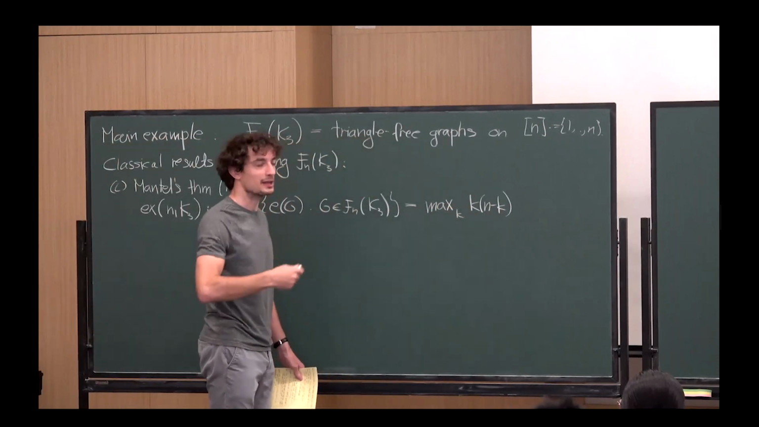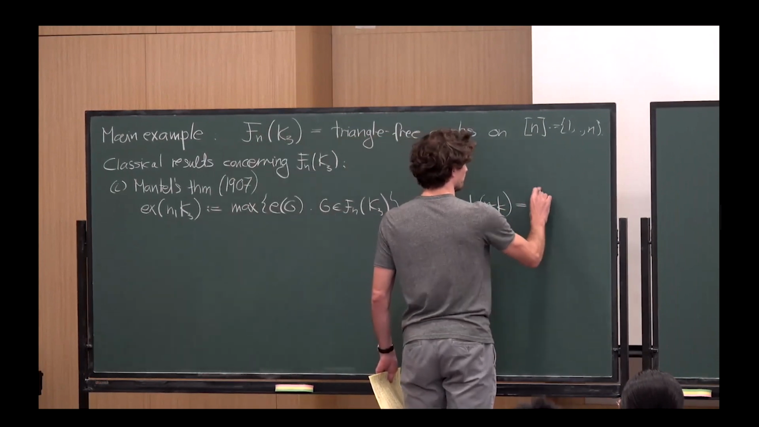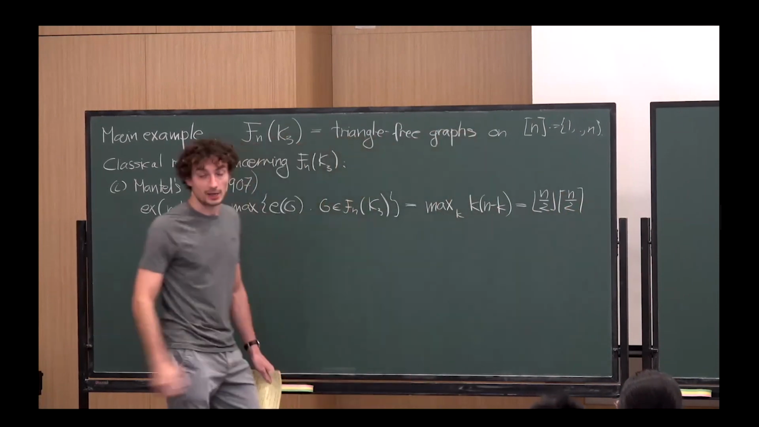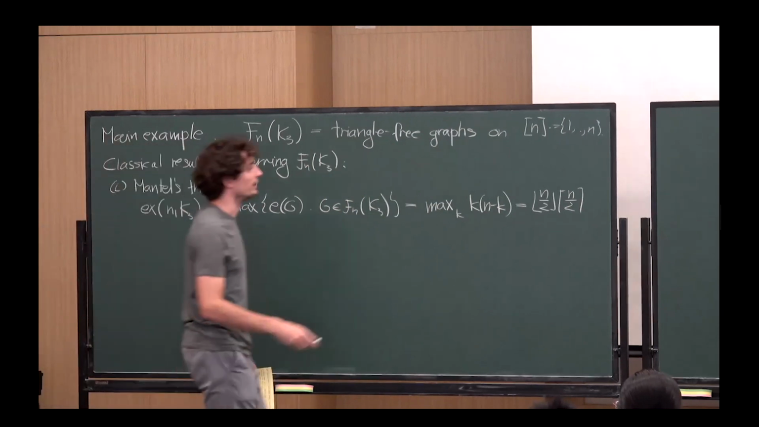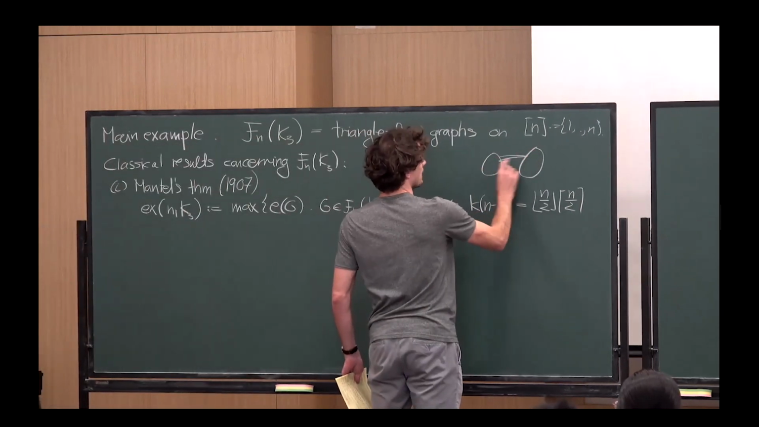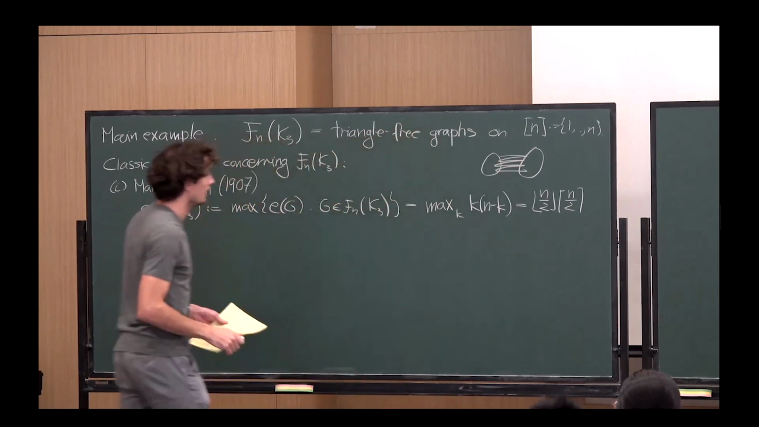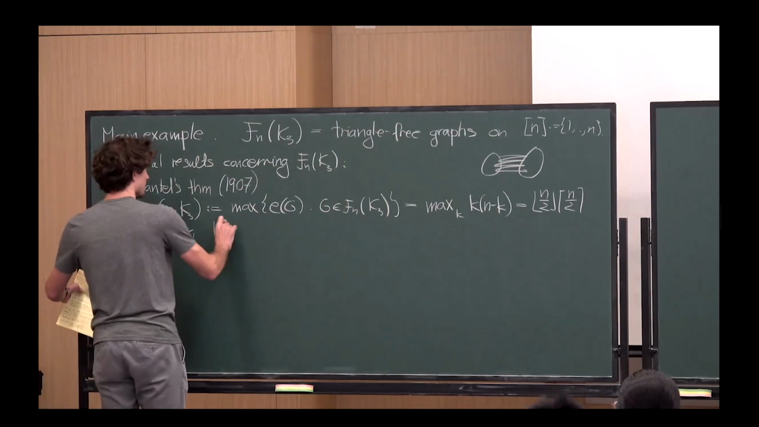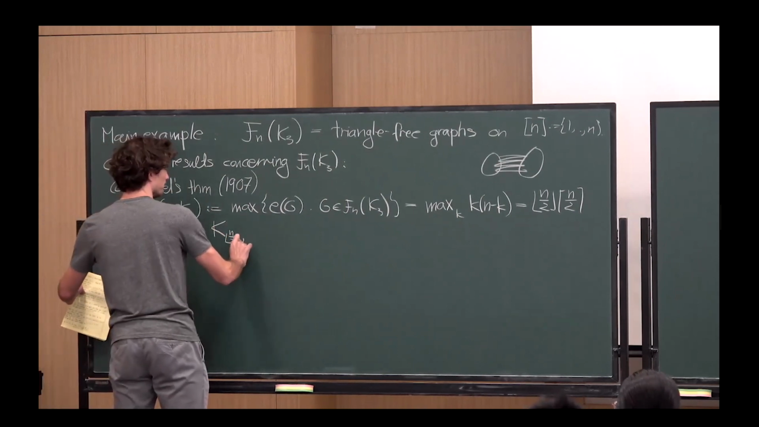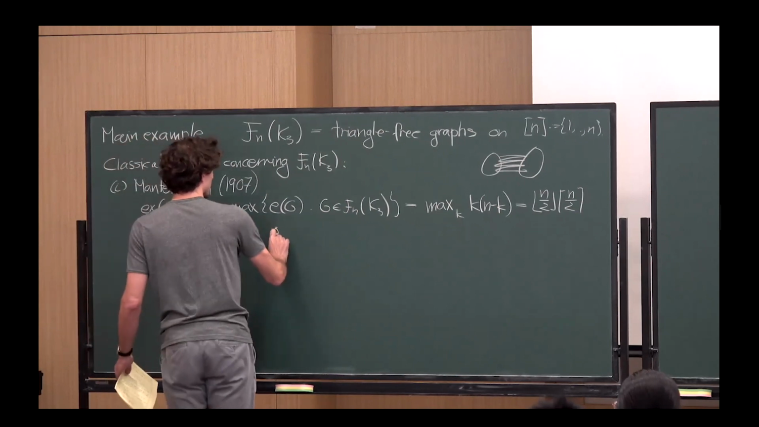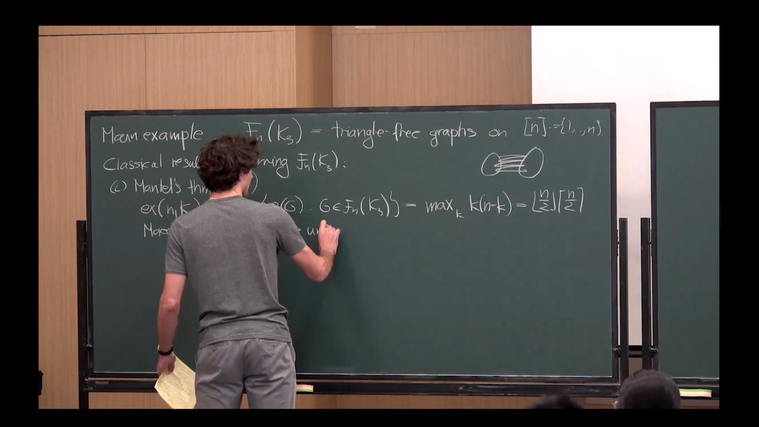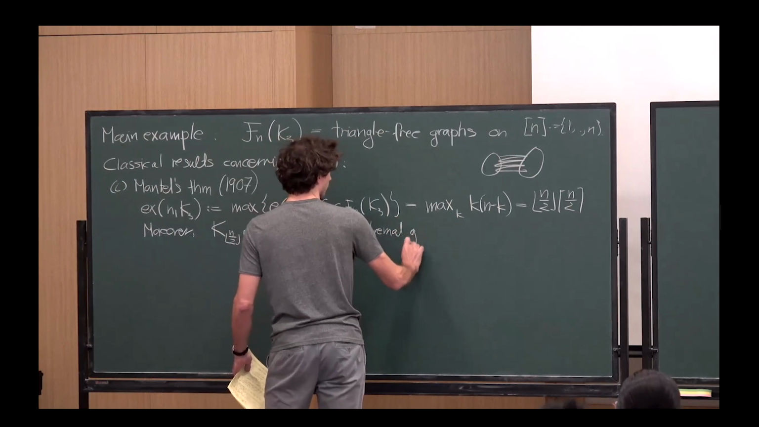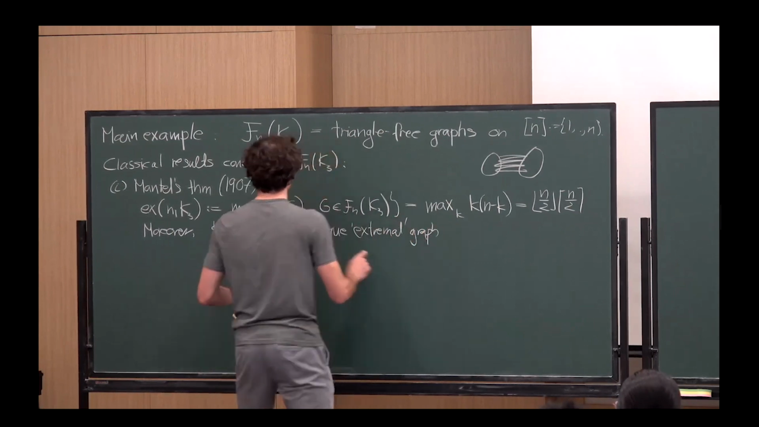And this, as we learned in high school, maximizing a quadratic function, this maximum is achieved when k is close to n over 2. And this is the graph. Moreover, the complete bipartite graph with parts of size n over 2 is the unique extremal graph. So it's the unique graph which achieves equality here.